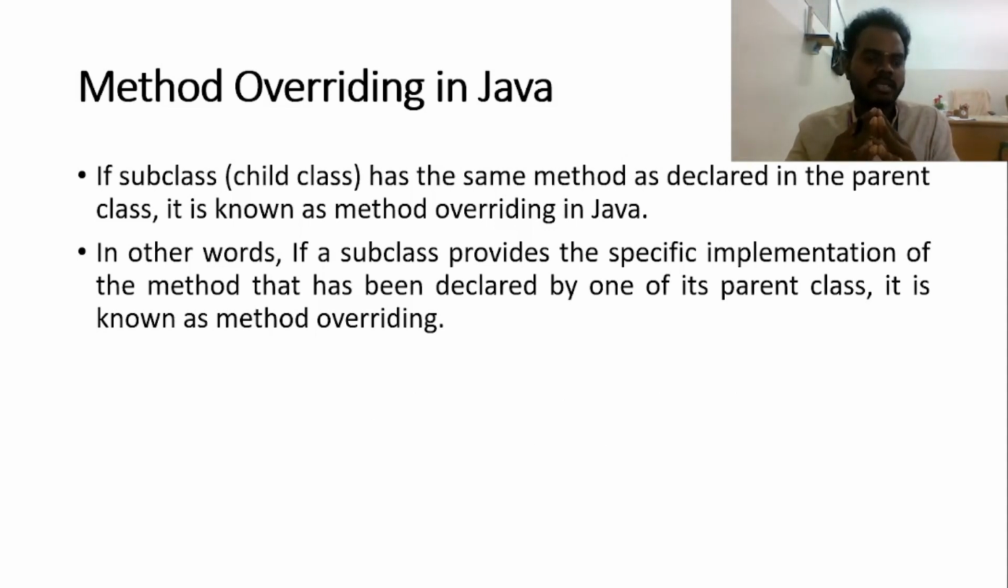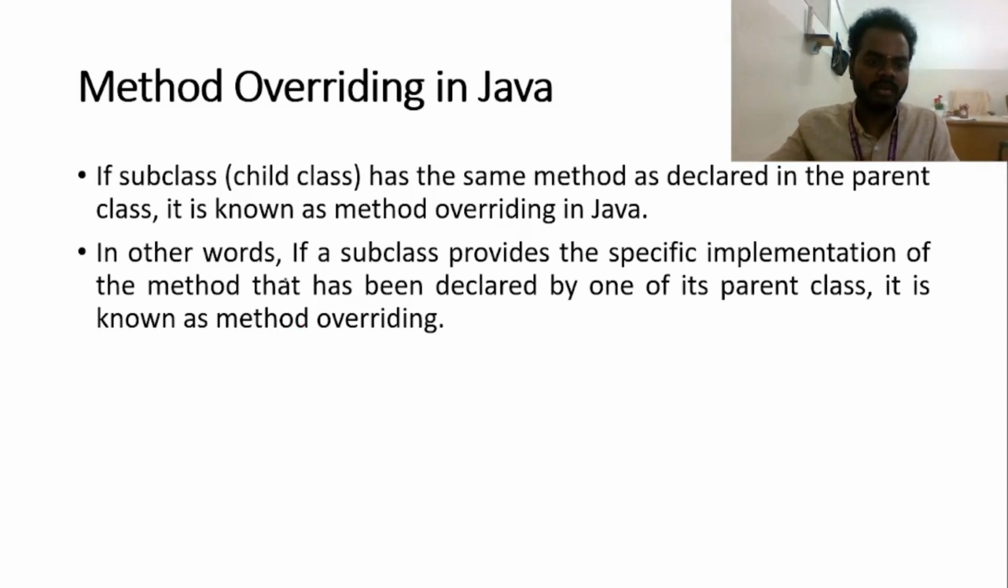Method overriding is nothing but having the same method name as declared in your parent class and declaring the same method name in your child class. This is all about method overriding. Simply put, if you want a specific implementation in a method, you declare the same method name in both your parent class and child class. This process is known as the method overriding concept.